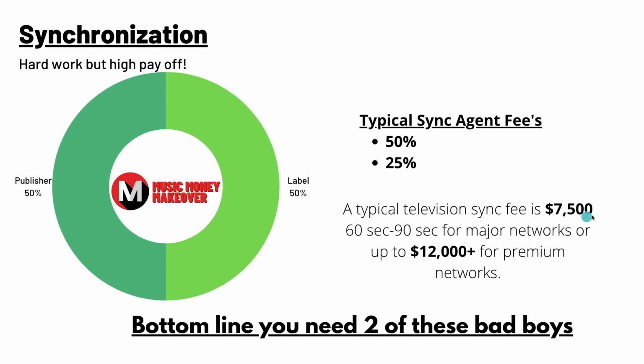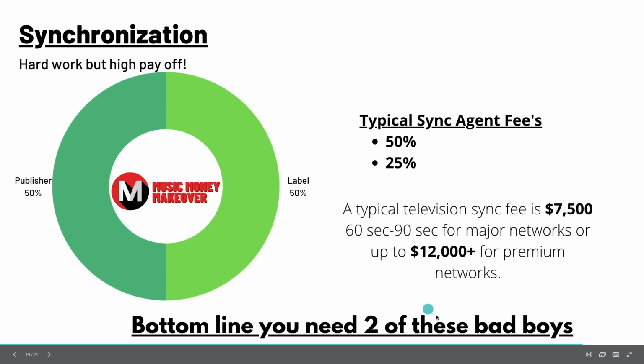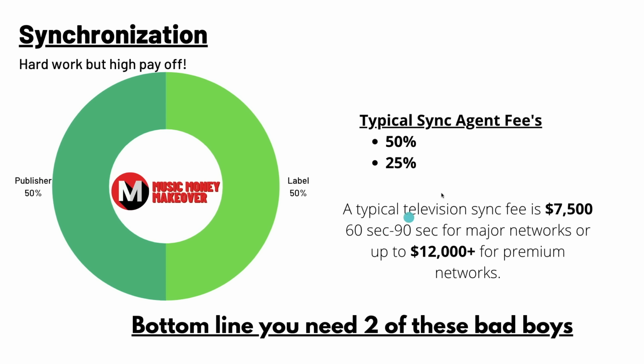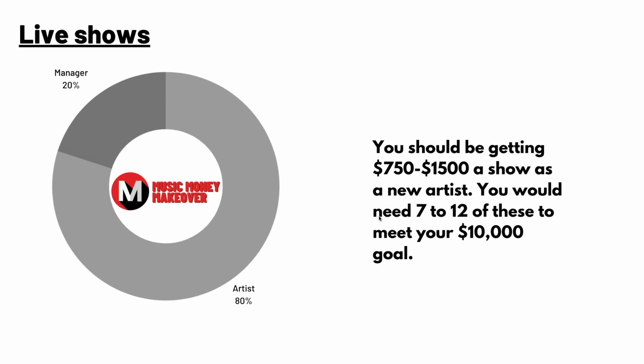So a typical television sync fee is $7,500 for 60 to 90 seconds of use. For major networks, it's like ABC, CBS, and so on. But it can be up to $12,000 plus for premium networks. And this $12,000 can also go for ABC, CBS, and all that. It can go there too, but I'm just telling you on average what I've seen, and the usage fees I've seen are around $7,500. Bottom line is you need two of these. If this is the area that you want to go into, cool. Do it.